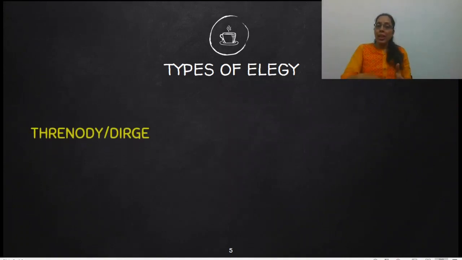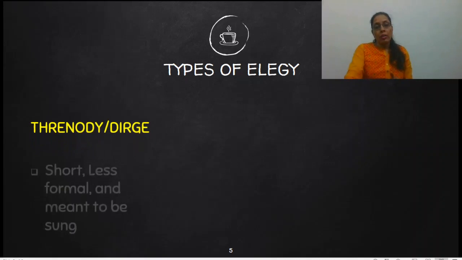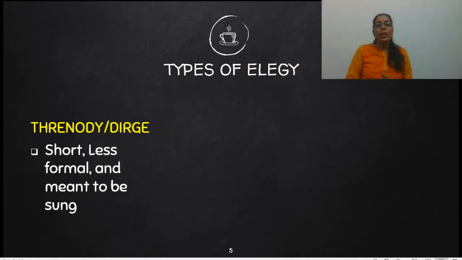So the first type of elegy is known by the name of a threnody or a dirge. Now a dirge again is a death song, we all know that. But the difference between an elegy and a dirge is that a dirge is short and it is less formal. An elegy is a formal song of mourning, but a dirge or a threnody is short, it is less formal, and it is meant to be sung the way an elegy is meant to be sung.